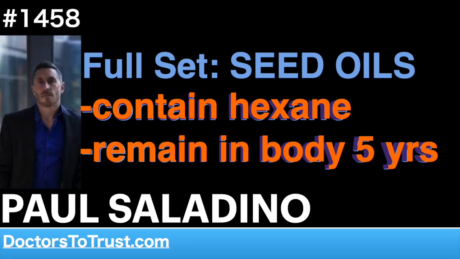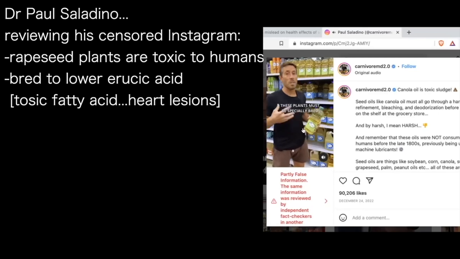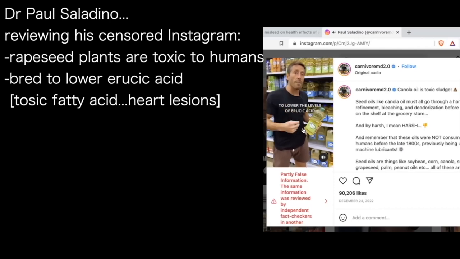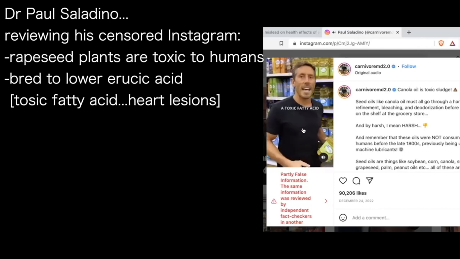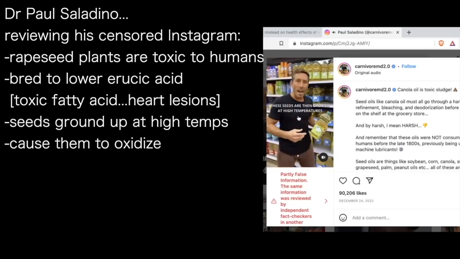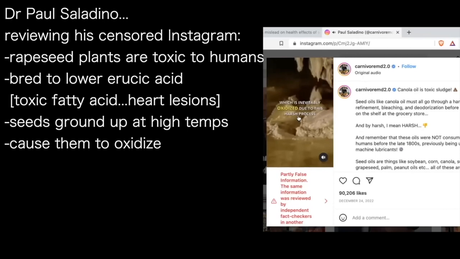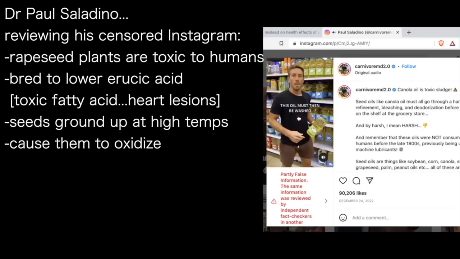It starts with the seeds of a rape plant, which are completely toxic to humans. In order to make canola oil, these plants have to be lowered in erucic acid. These plants must be specially bred to lower the levels of erucic acid, a toxic fatty acid strongly associated with heart lesions. These seeds are then ground at high temperatures to extract the fragile oil, which is inevitably oxidized because of this harsh process.